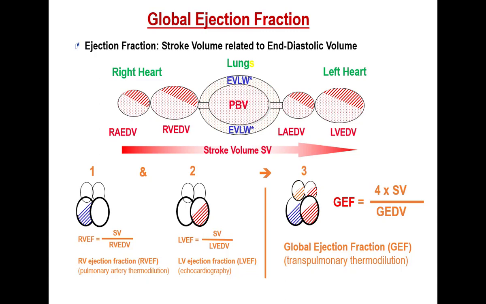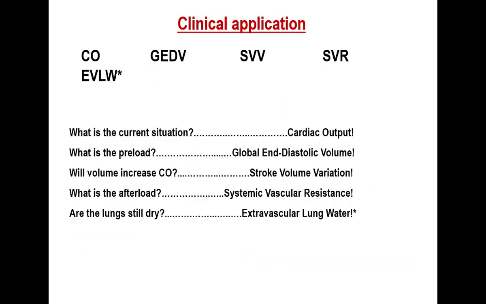The global ejection fraction, we have already told you how to do it. When we subtract the pulmonary thermal volume from the intrathoracic thermal volume, we get the global end diastolic volume. And the global ejection fraction can be further divided into right ventricular ejection fraction and left ventricular ejection fraction, when we divide the stroke volume by the right ventricular end diastolic volume or the left ventricular end diastolic volume. These are all given to you. You don't have to go into the details. It just tells you. But the most important is what are the questions that it answers.